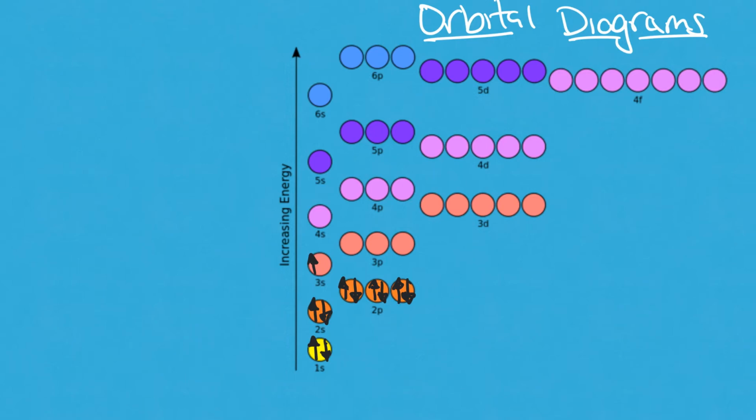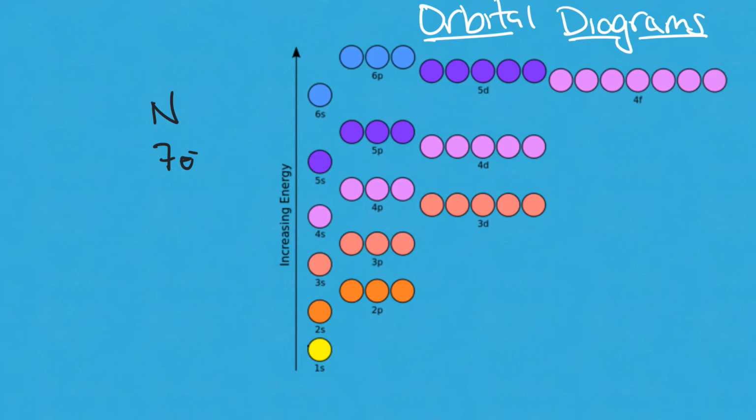Just to show you a couple of examples on how to write orbital diagrams. Let's say that I want to draw the orbital diagram for the electrons of nitrogen. So we have nitrogen here, and we see that nitrogen has 7 electrons. So you just fill them up accordingly.